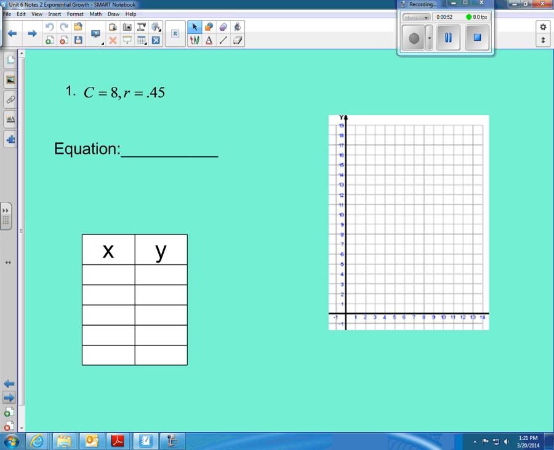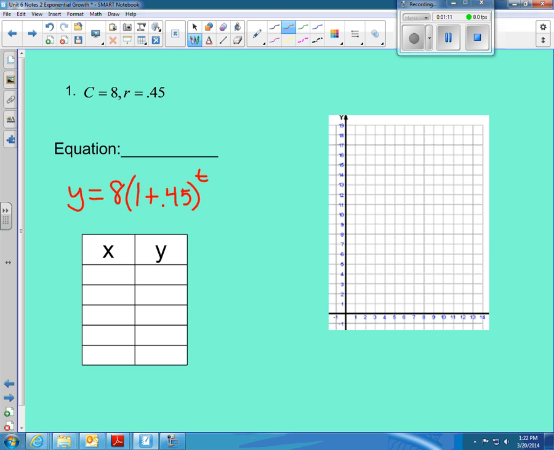So let's go ahead and just jump right into problem 1. We're going to write our equation. So looking up in your box above, our starting value, C, is 8. And then we're going to put 1 plus, because it's a growth equation, plus 0.45 to the t. Okay, we can go ahead and add these to simplify, and we get y equals 8 times 1.45 to the t. So instead of x, let's think of this as t.